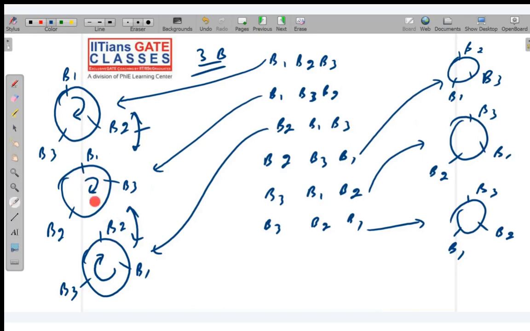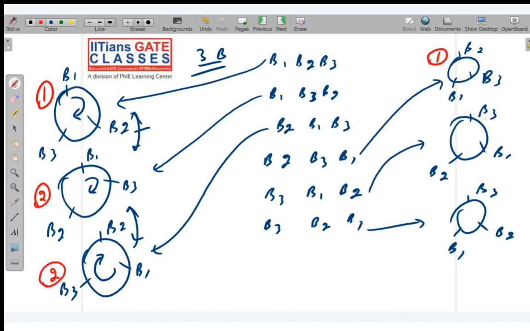See this B1, B3, B2. Same B1, B3, B2. Going clockwise you see B1, B3, B2, the same. Next B2, B3, B1. Again, going clockwise you see B1, B2, B3. So let me label it. This is 1, and this is also 1. And this is 2, and this is also 2.